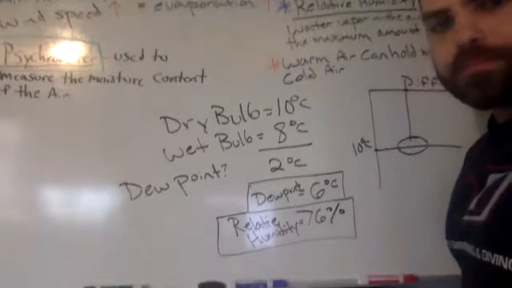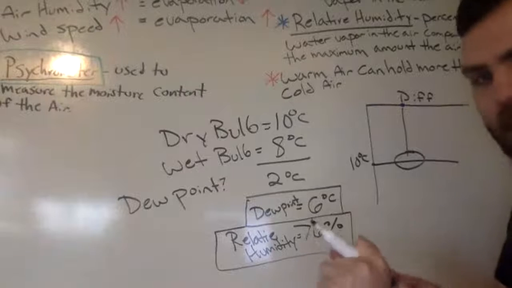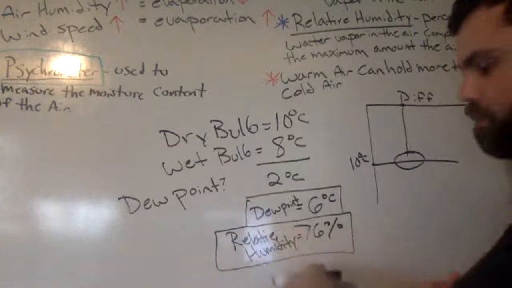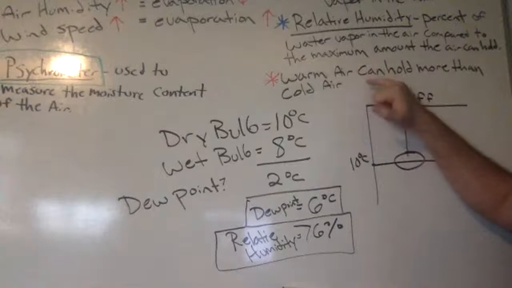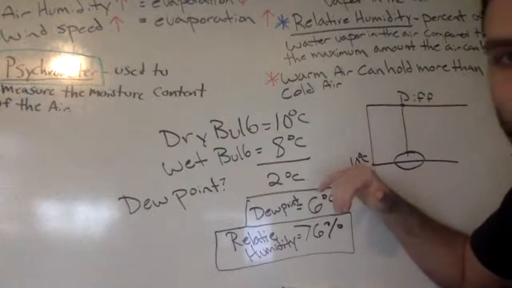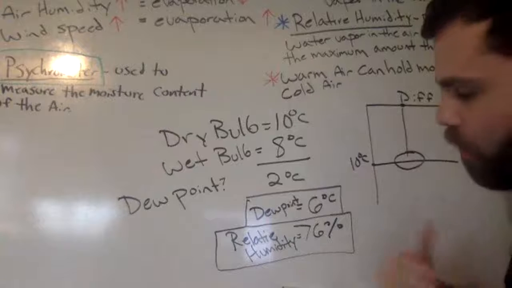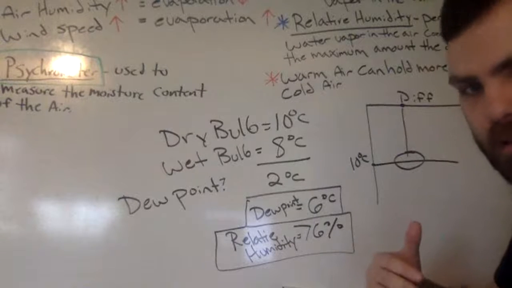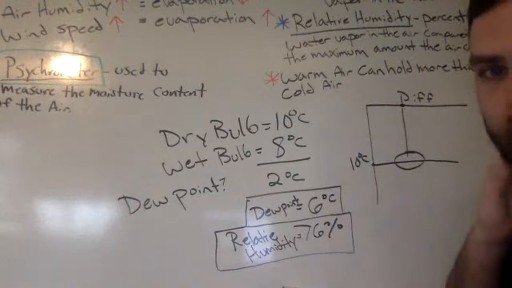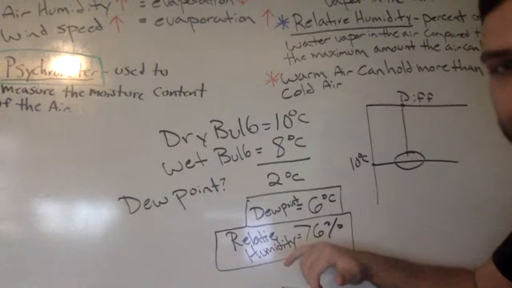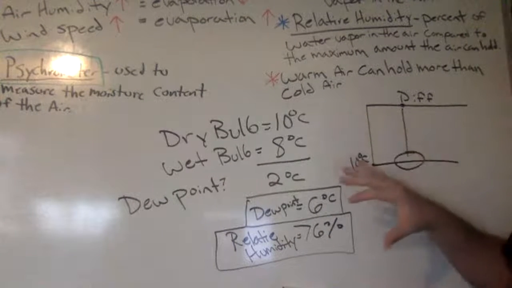All right. So that's the math that's involved in finding moisture in the atmosphere. Remember, warm air can hold more moisture than cold air. That's why over the summer you have those warm, humid days, whereas if it's cold out, it's usually dry. So that's all we're going to be doing right now.